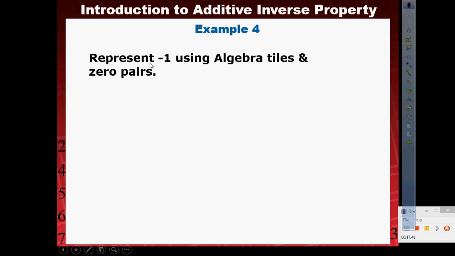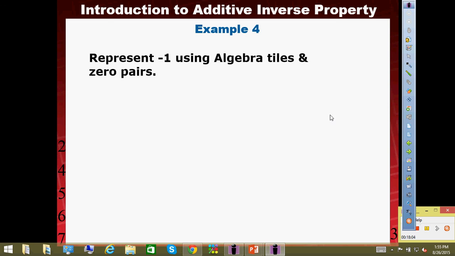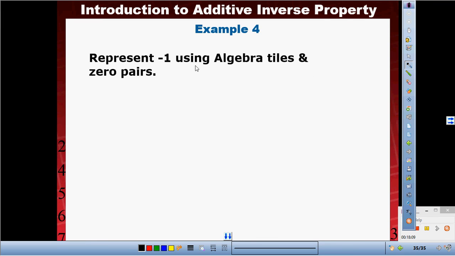Write that down. Represent -1 using algebra tiles and 0 pairs. Copy that. So if I was to do this one with you and I was to show you my tiles, check this out. To represent -1 using algebra tiles and 0 pairs, I would do this.